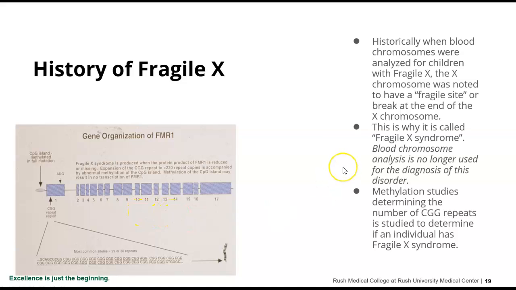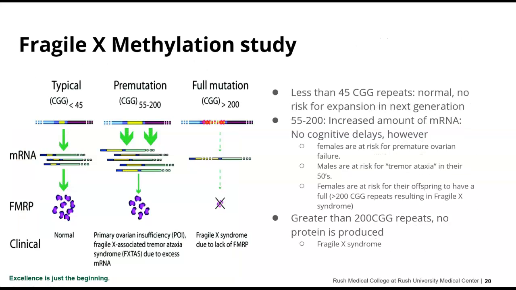We do not do chromosomes for Fragile X. I'm just showing you this for historical context. So less than 45 CGG repeats, you're normal, and there's no risk for it to expand in the next generation. Between 55 and 200, there's actually an increased amount of mRNA. There's no cognitive delays. So here's the premutation.